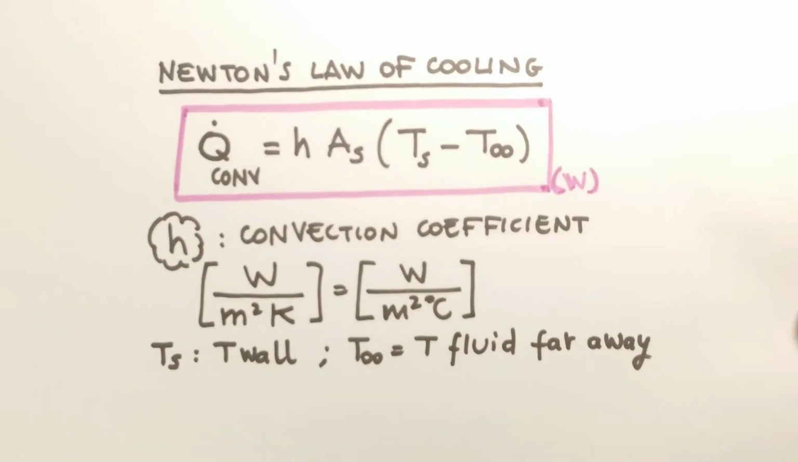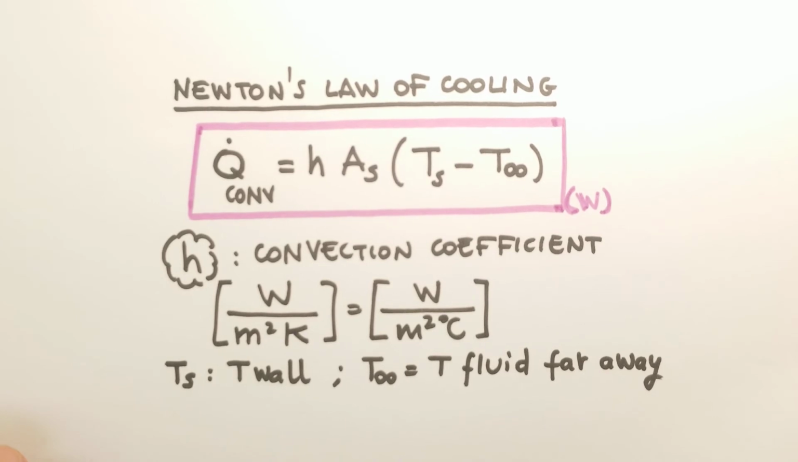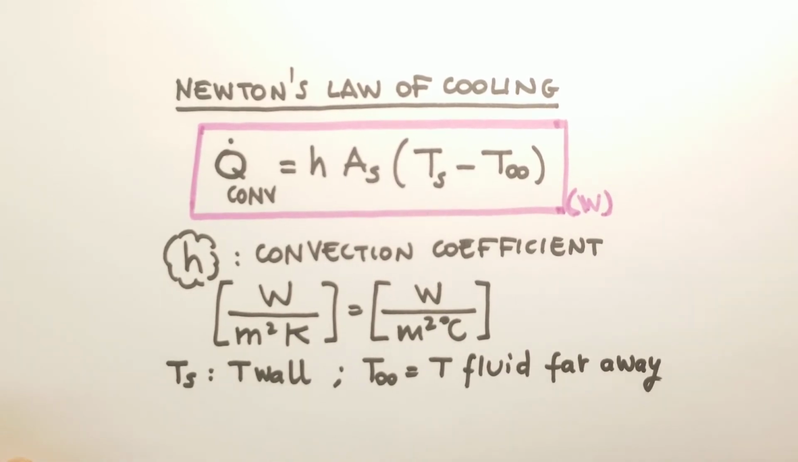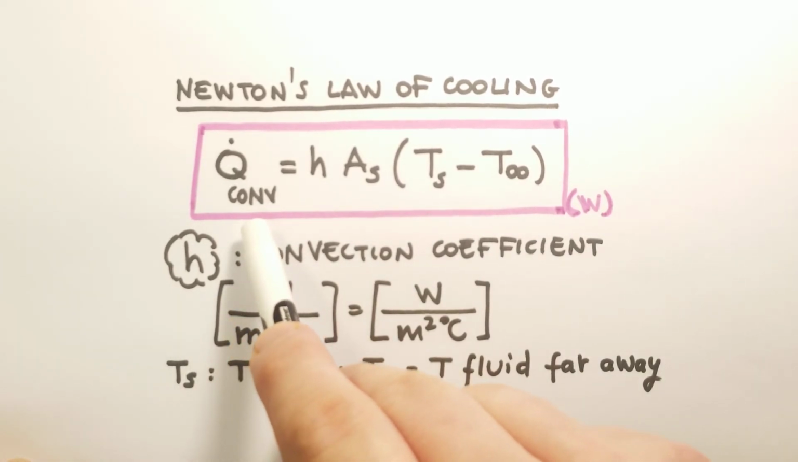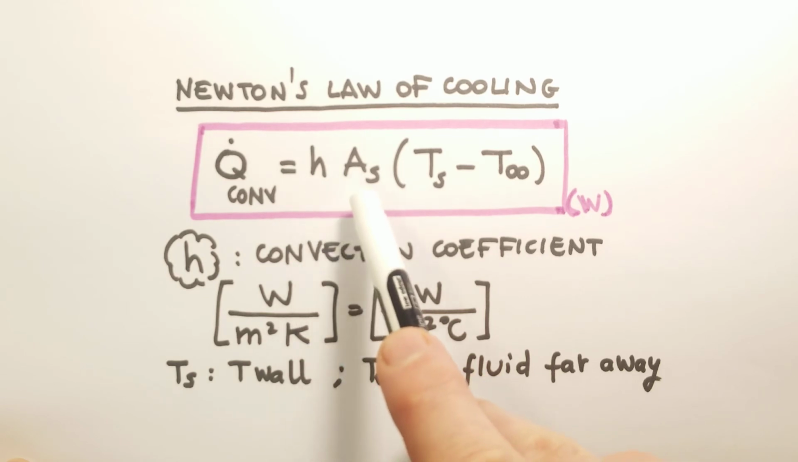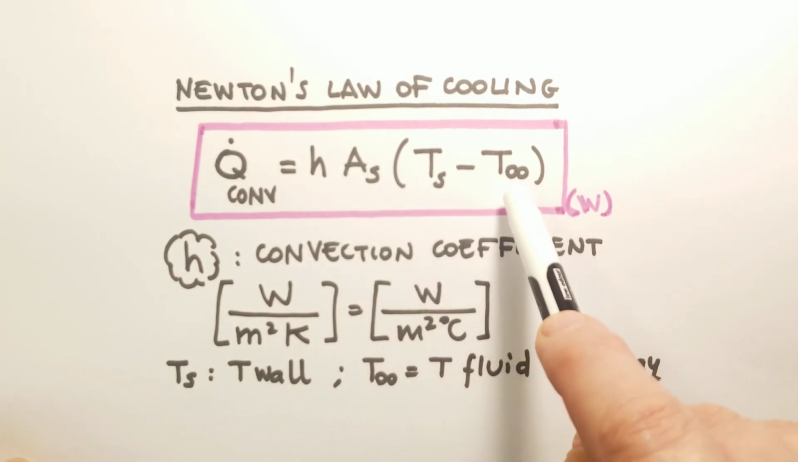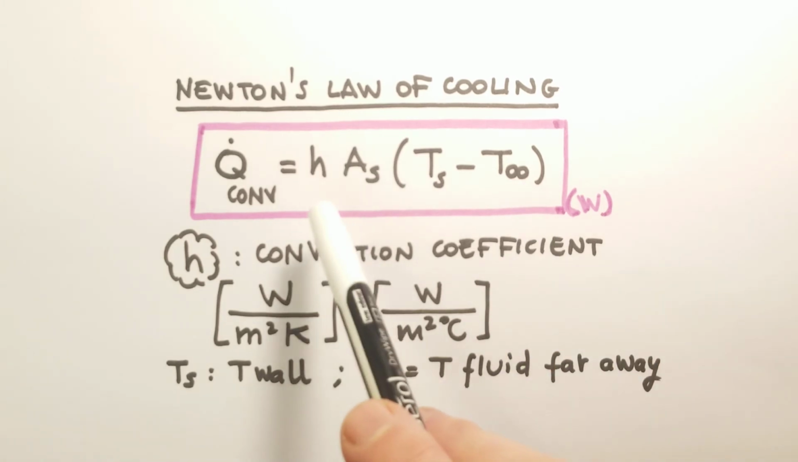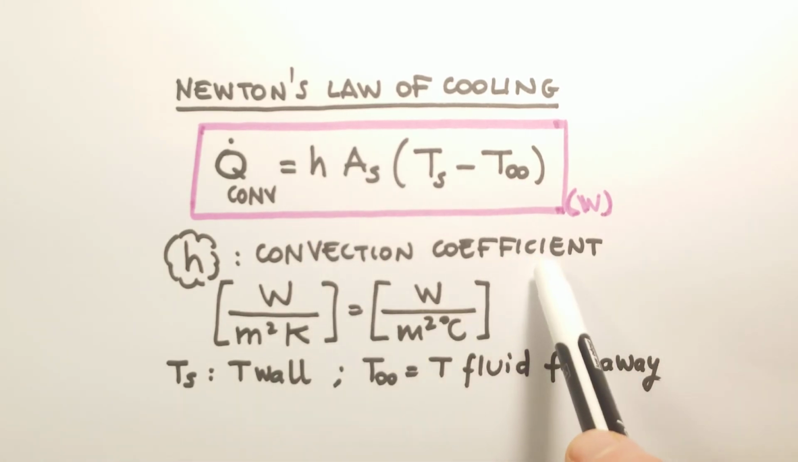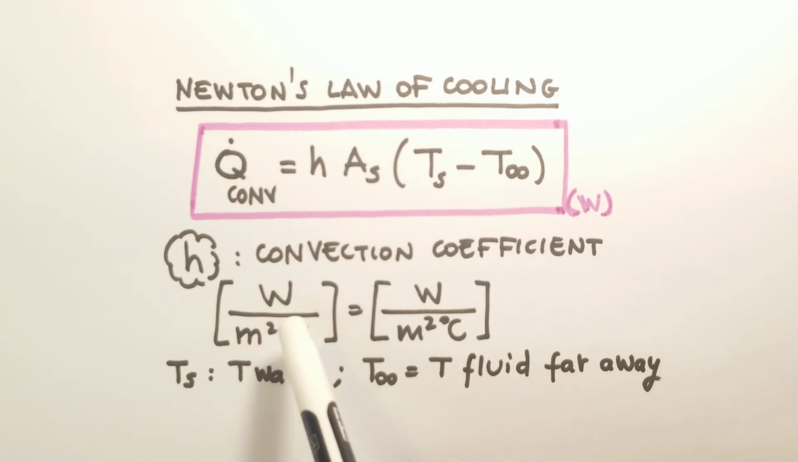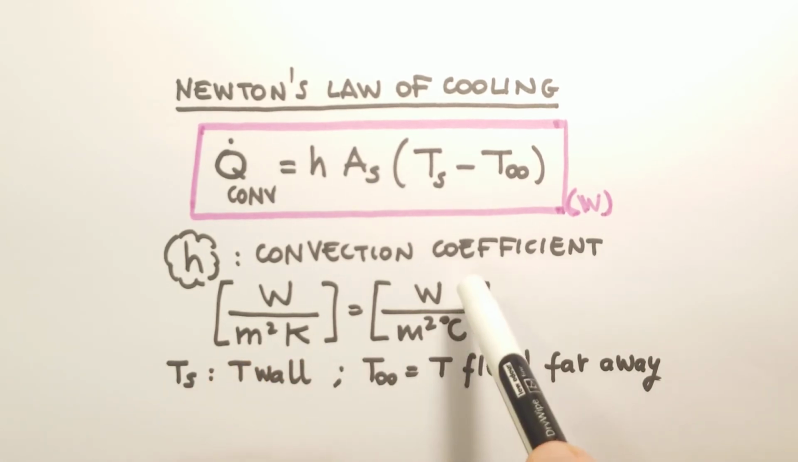Convection is ruled by Newton's law of cooling. So Q dot by convection is equal to h times A_s times the difference between T_s and T infinity. So h is what's called the convection coefficient. These are the units, watts divided by meter squared Kelvin, or we can also use watts divided by meter squared Celsius.